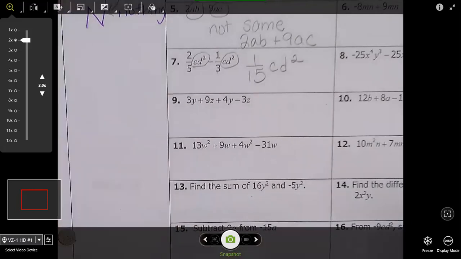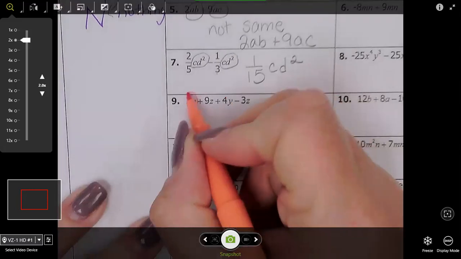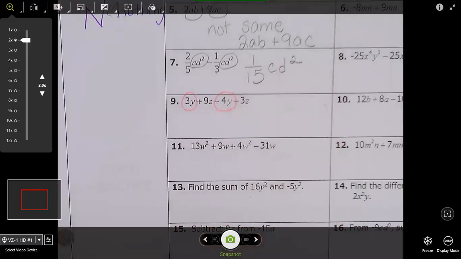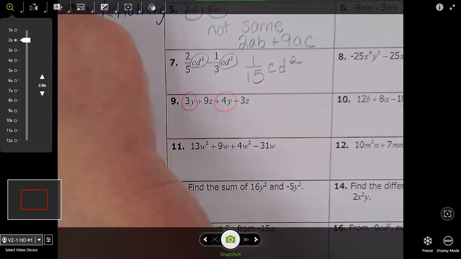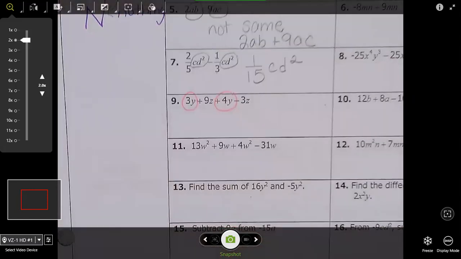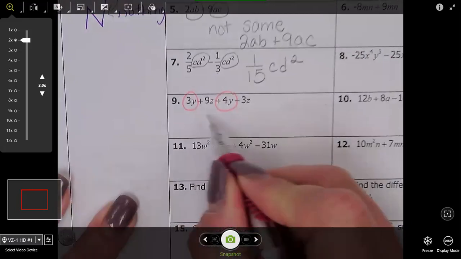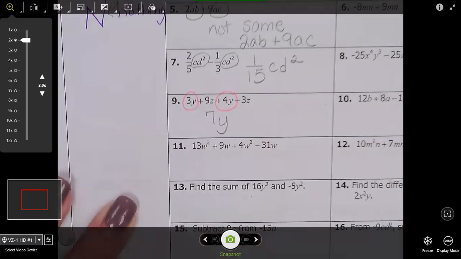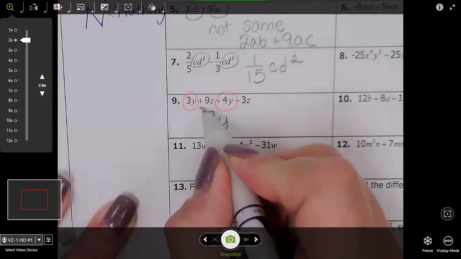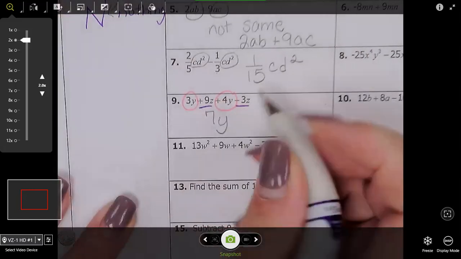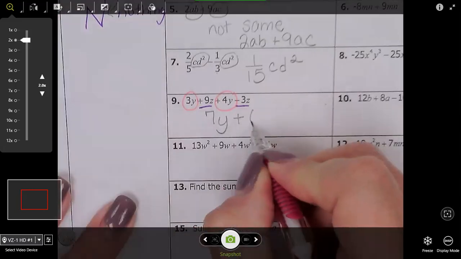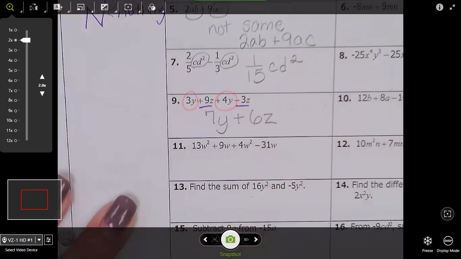Okay, so I'm gonna combine like terms if I can. I've got a 3Y and a 4Y. They're both the same variable and exponent. So I can combine them and do nothing to the variable and the exponent. And then I have a 9z minus 3z. So I can work that out and get 6z.